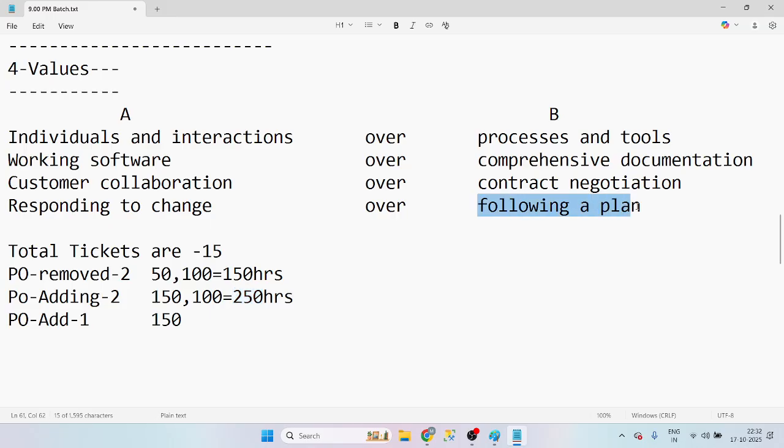Now we are going to have a plan. What is that? We can't work for an extra 100 hours. Remove this 100 hours ticket. Now that is going to be 150 hours. Understood?